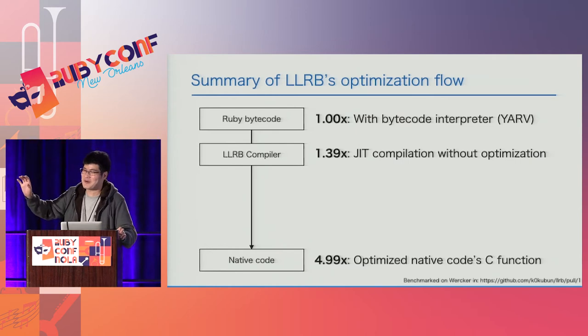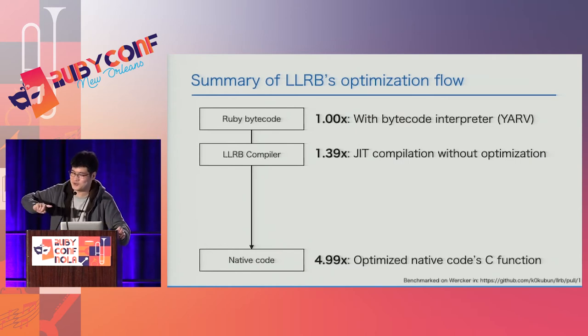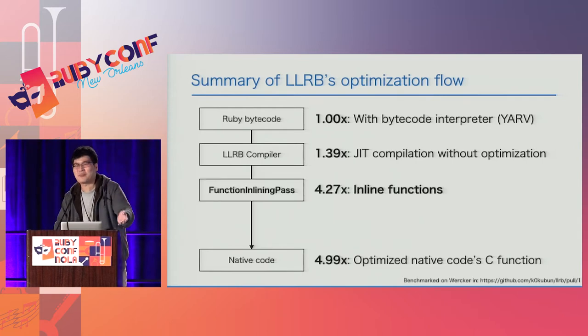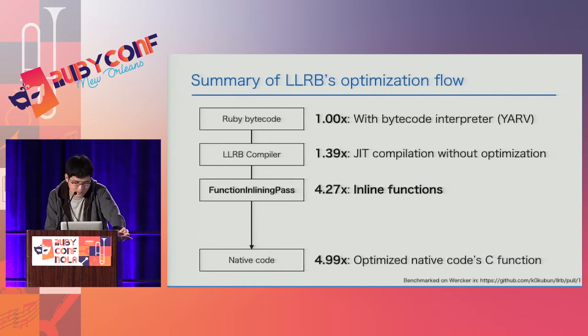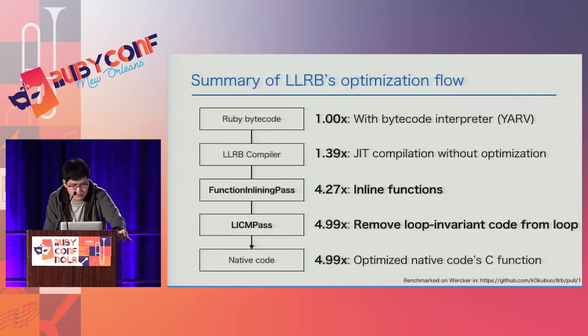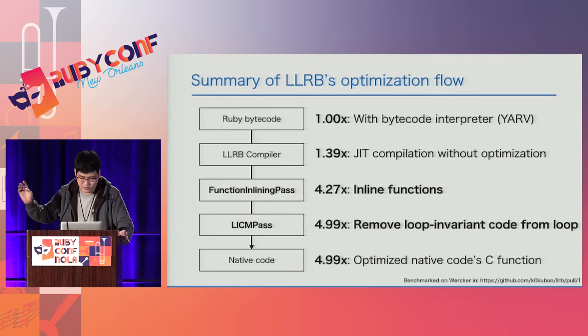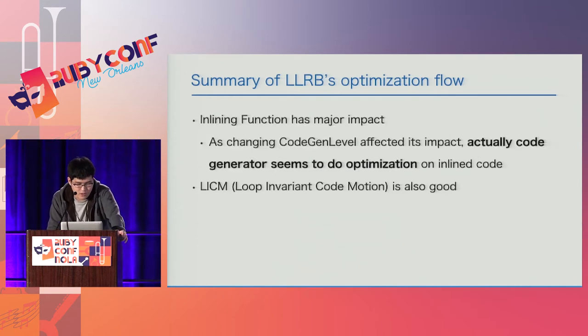Reading a pointer of a label from some array, and some address of a function. It's okay, but it's not so optimizing. Then if we add a function inlining pass to this pipeline, it's optimized well. The LLVM pass of loop invariant code motion also has a major impact. But as you can see, inlining functions is a very important thing for optimizing native code. I learned that from this LLRB project.